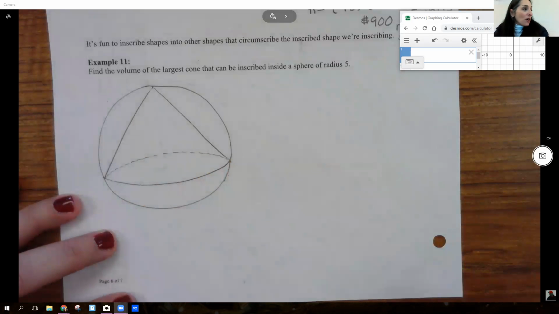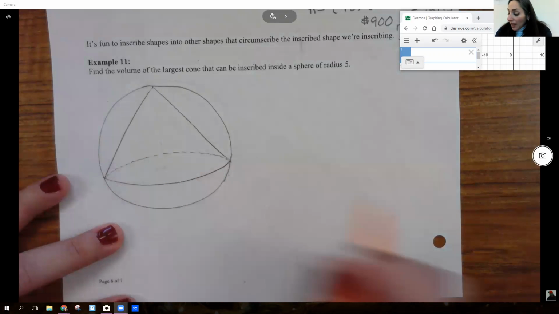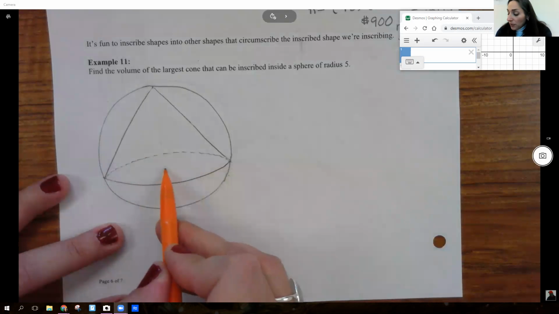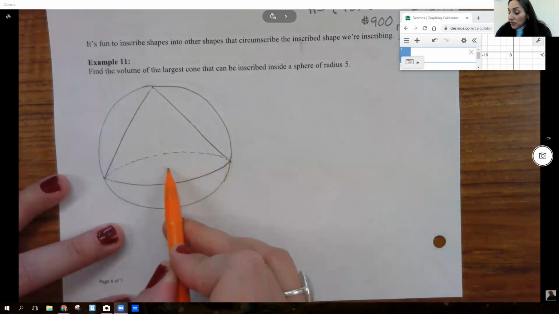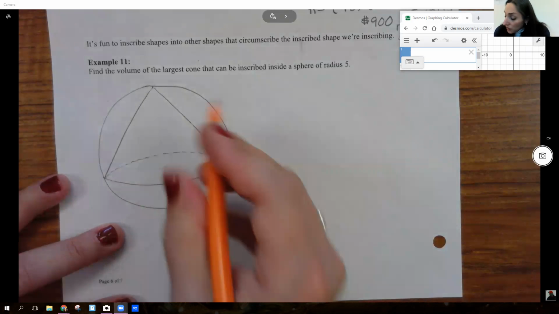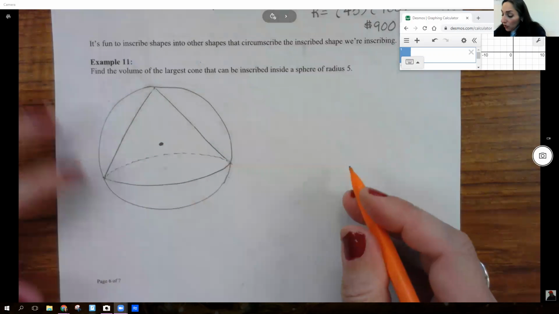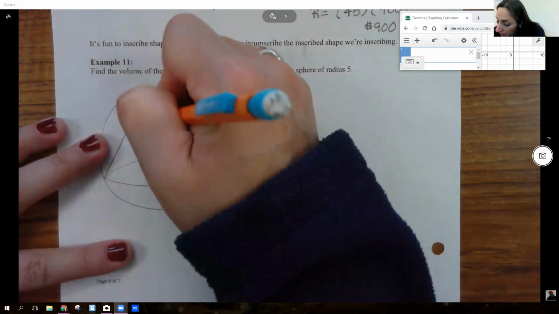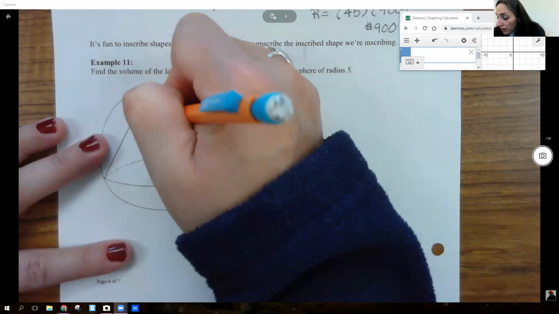So that's my cone inside the sphere. Now, the only thing that we know for sure is that the radius of the sphere is 5. This is the radius of the cone. The radius of the sphere has to come from the center of the sphere. So let's say the center of the sphere is right here, and a radius could be drawn right here. You could draw this as R.